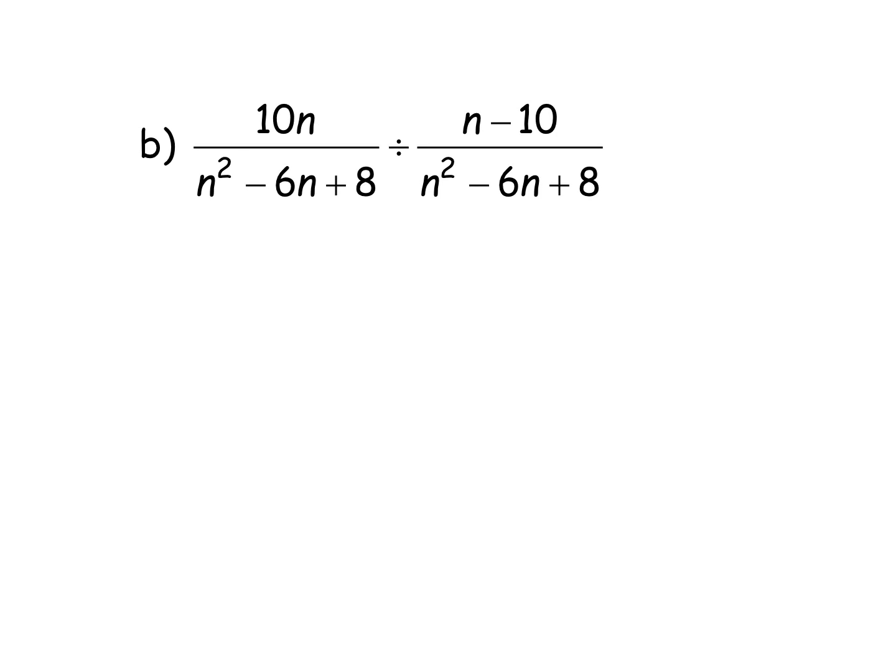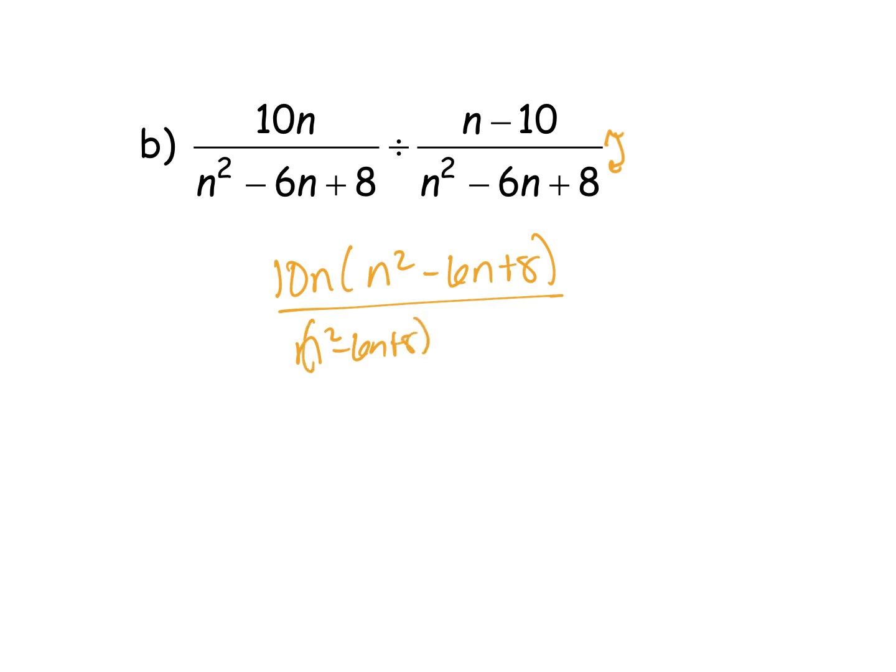Okay, so on this one, I'm going to flip these 2, and I get 10n times n squared minus 6n plus 8 all over n squared minus 6n plus 8 times n minus 10. And these cancel out or make a 1, and I get left with 10n over n minus 10. There we go, done.